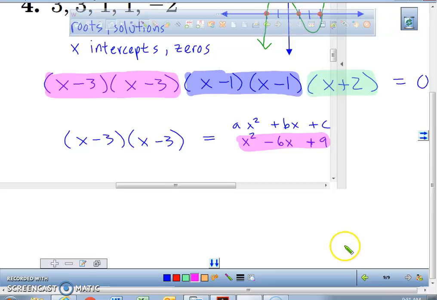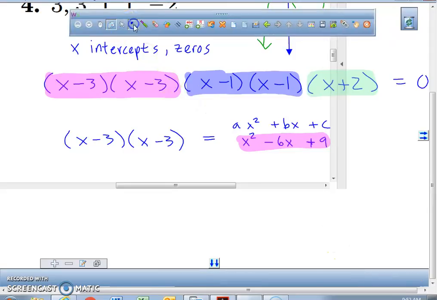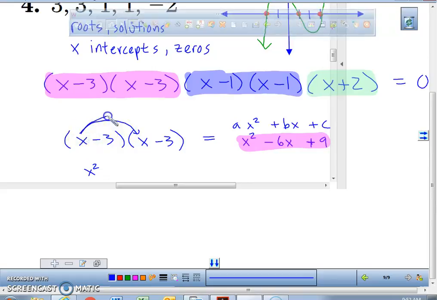Well, what if you didn't know how to do that shortcut? What method would you have to do? You'd have to do the FOIL method. So once again, I'm going to review the FOIL method for those of you who don't know how to do the FOIL method. You do x times x, and what do you get? X squared. Then you do x times a negative 3. What do you get? That's right. Negative 3x. Then negative 3 times x, and you also get a negative 3x. But when you add those together, what do you get? Negative 6x.